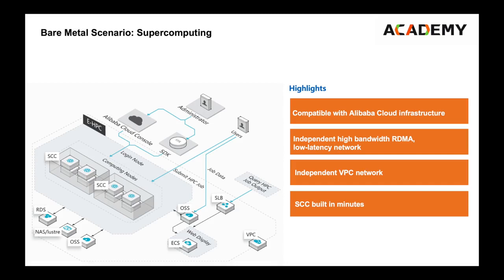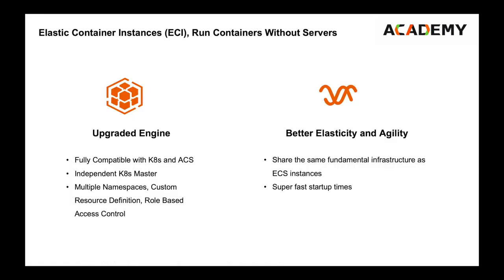Another scenario is, of course, supercomputing. Our SCC instance class is a bare metal instance that just has a high-speed network interface. So if you're interested in building a supercompute cluster, bare metal is a good way to do that. And it's also a fast way to do that because you can provision the machines in just a few minutes.